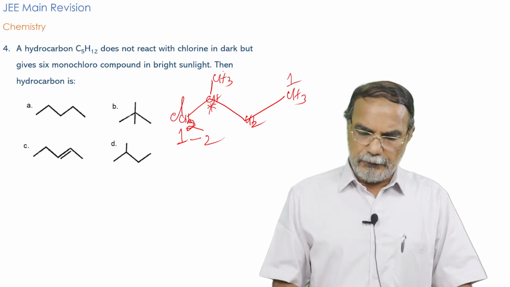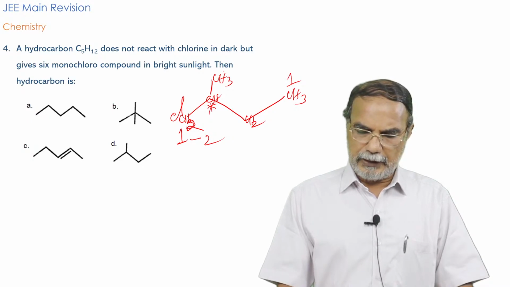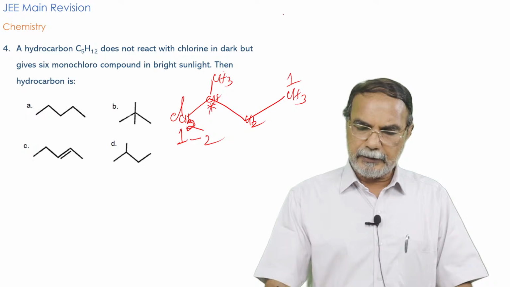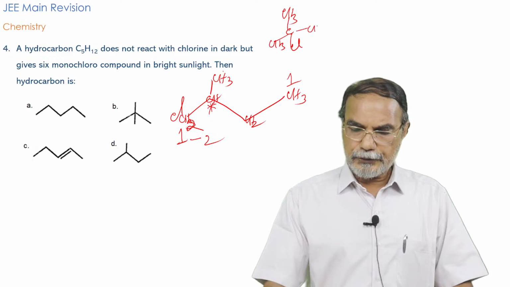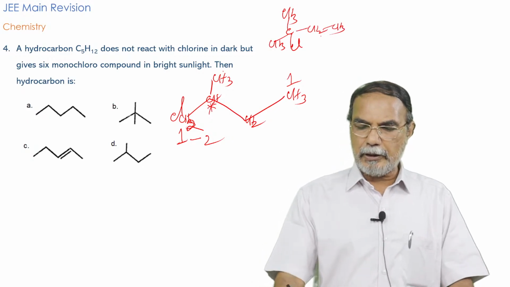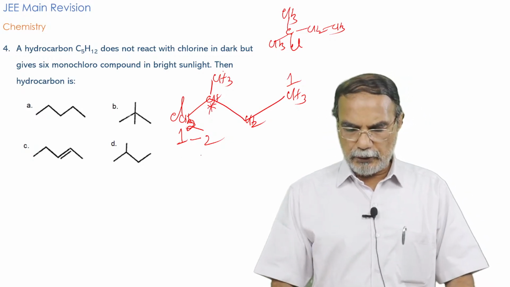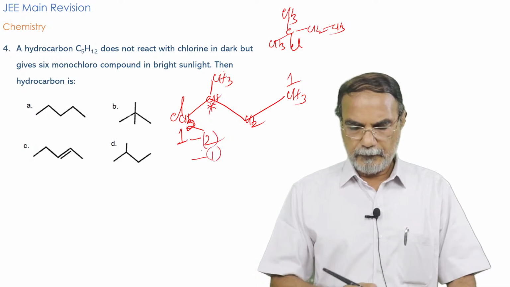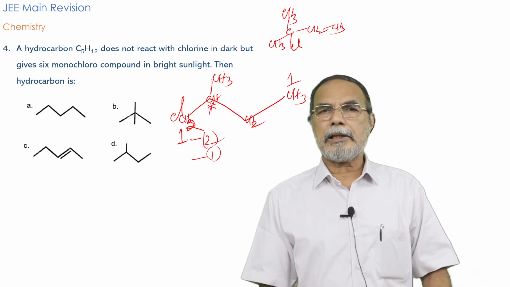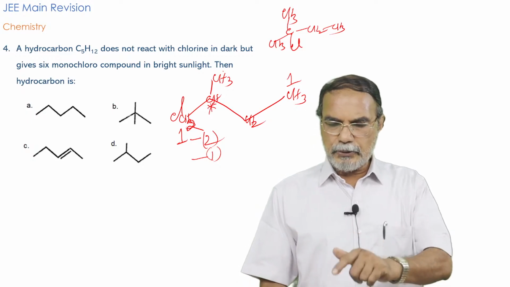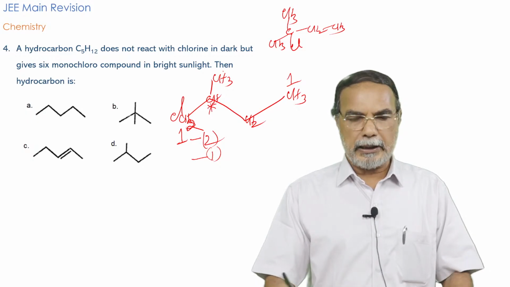Now when you do the chlorination at the second carbon, what happens? You have the product CH3, CCH3, Cl, CH2Cl, and that is only one compound. So substitution of a hydrogen atom at the second carbon gives only one compound. Substitution at the first carbon gives a pair of compounds which are optical isomers, whereas substitution by chlorine at the second carbon gives only one compound. This carbon is not chiral.